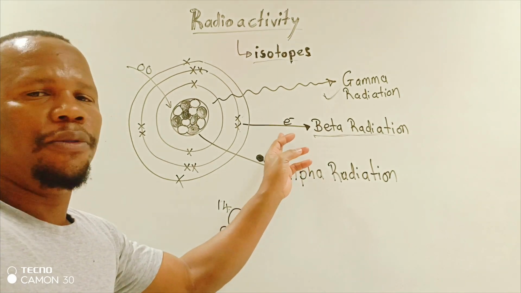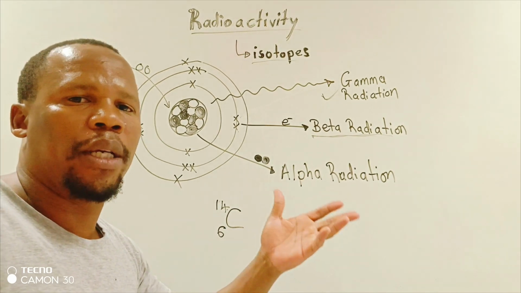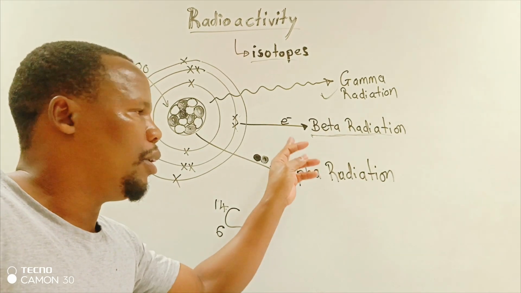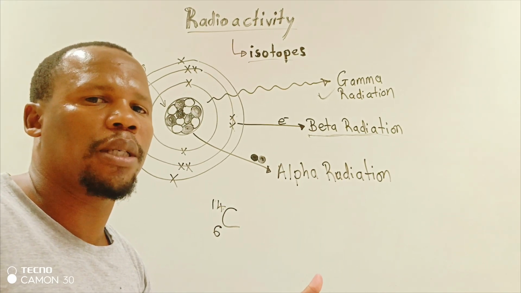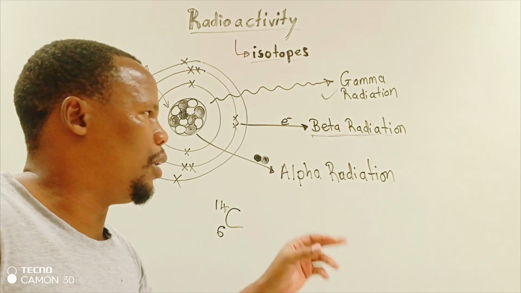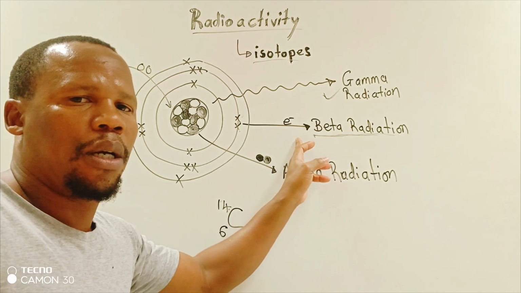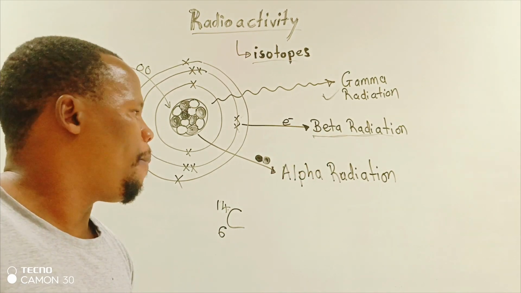Remember, they are negatively charged and they can ionize stuff. If beta radiation goes through matter, it can ionize matter, and of course it will be deflected by the magnetic field.